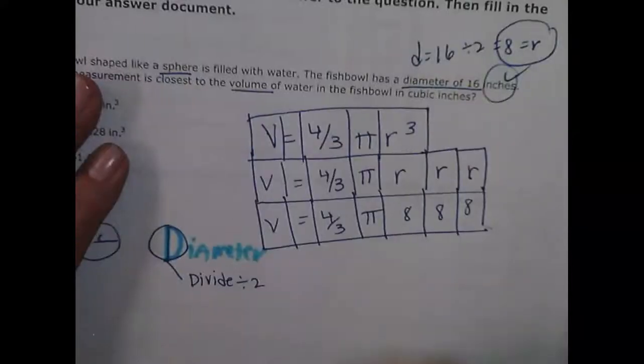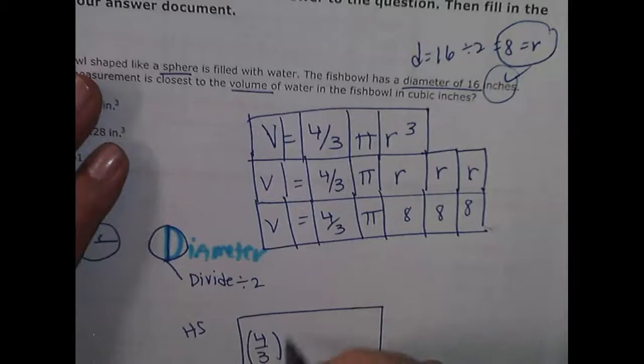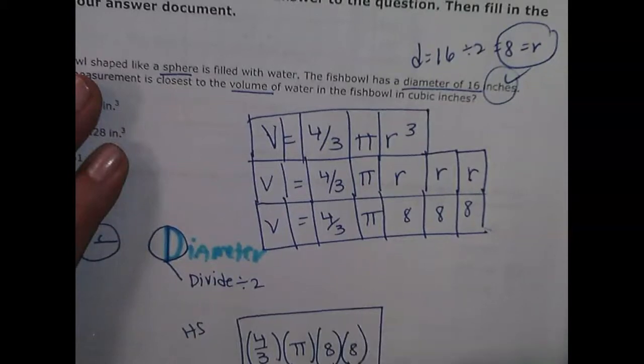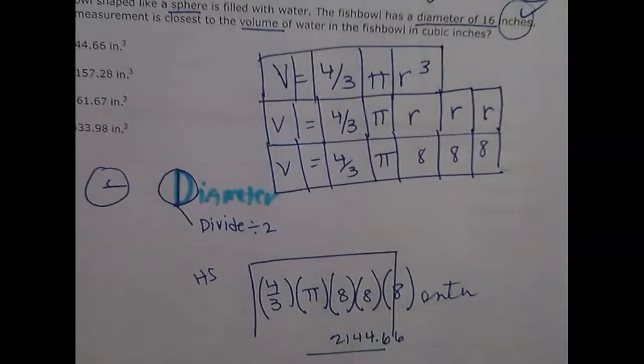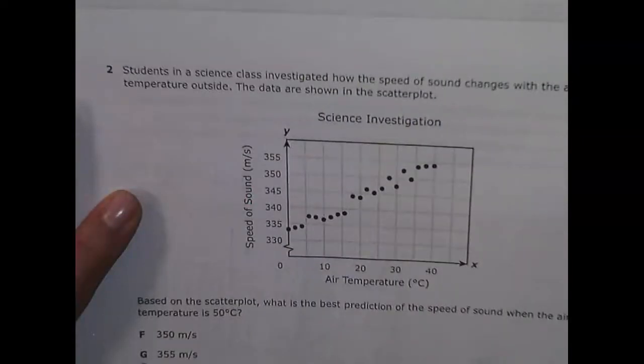On your calculator, I will see, this is home screen, not high school: 4/3, parenthesis, the pi button, parenthesis, an 8, parenthesis, an 8, parenthesis, and another 8, parenthesis, and then you're going to push enter. And you should get choice A, 2144.66. We're on the home screen, just type it in. A.